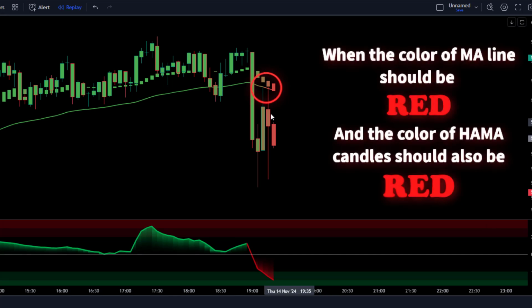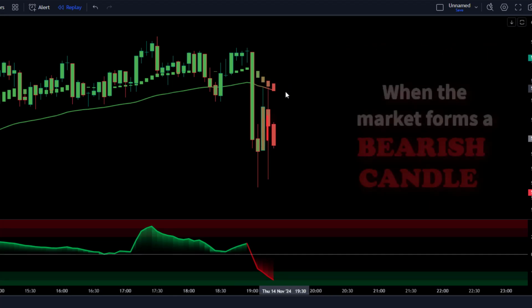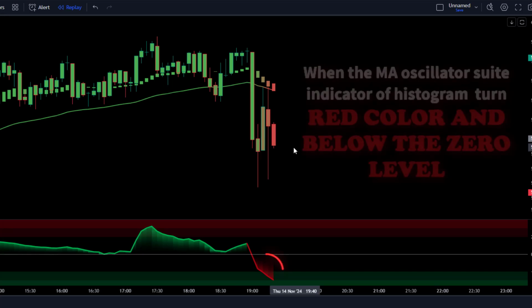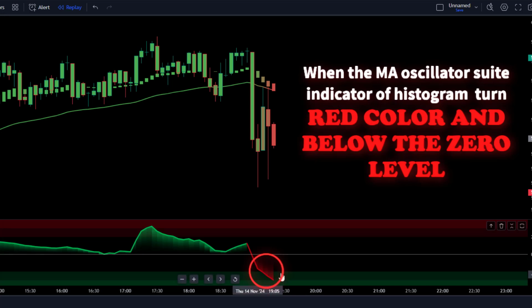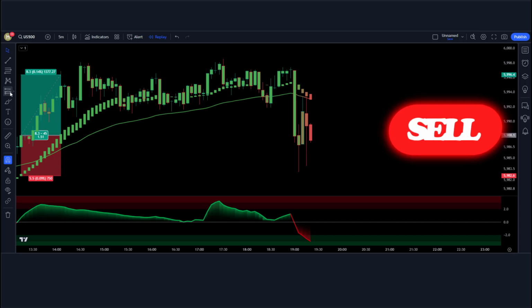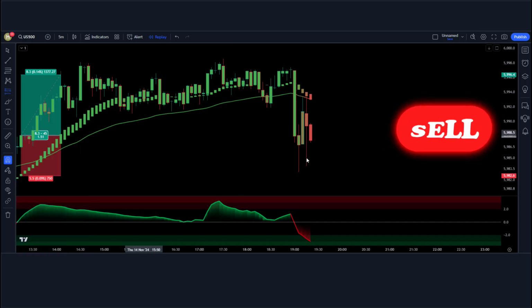The color of the MA line should be red and the color of the HAMA candles should also be red. The market has formed a bearish candle below the MA line. The MA oscillator suite histogram turns red and is below the zero level. If these conditions are fulfilled, then we will place a sell order.